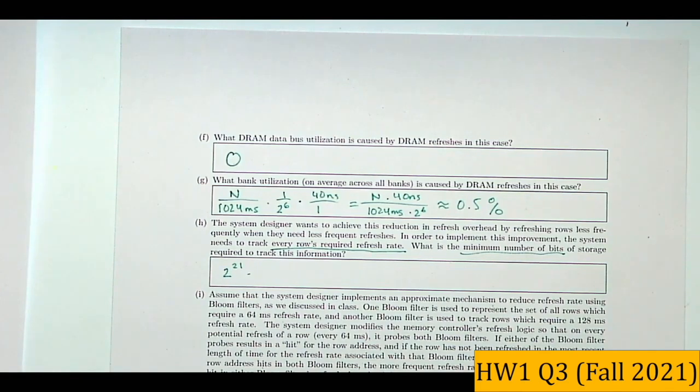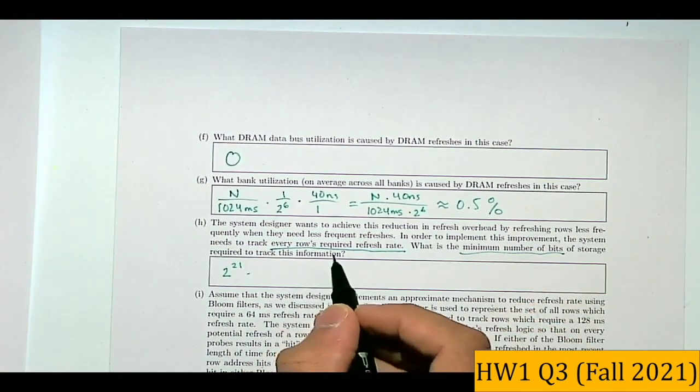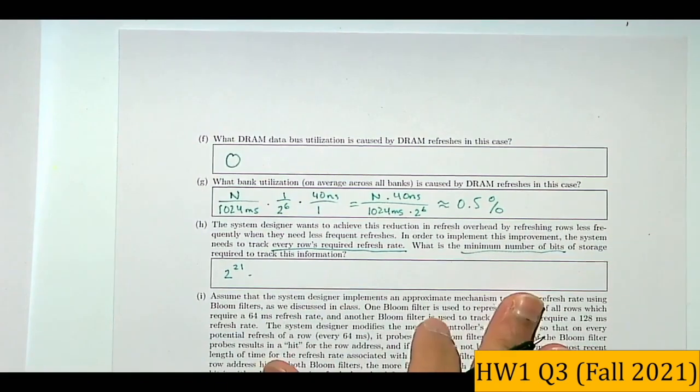You found basically the information theoretic bound for encoding all the information that you need to encode. I think that's perfectly acceptable as long as the question allows that interpretation. As you said, this asks for the minimum number of bits of storage to track this required information, and I think the quantity you computed satisfies that criteria.